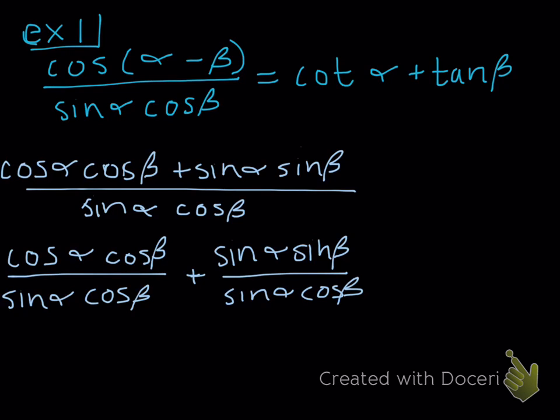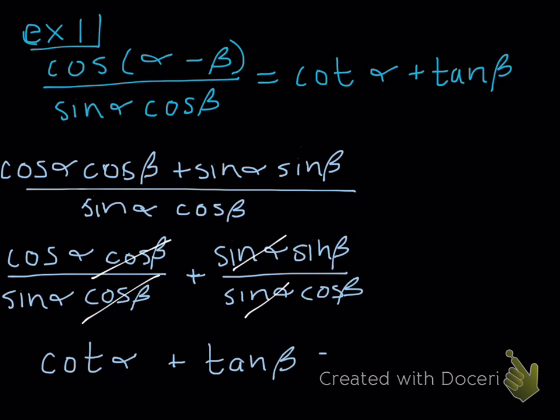And after I separate it, I have to do some canceling. So notice in the left fraction, I have a cosine beta top and bottom. In the right fraction, I have a sine alpha top and bottom. And now I can go back, and cosine alpha divided by sine alpha would give me cotangent alpha. And over here, sine beta divided by cosine beta gives me tangent beta. So at this point, we've now verified the identity because we got the same thing on both sides. So you should find that these are a little bit easier to do.